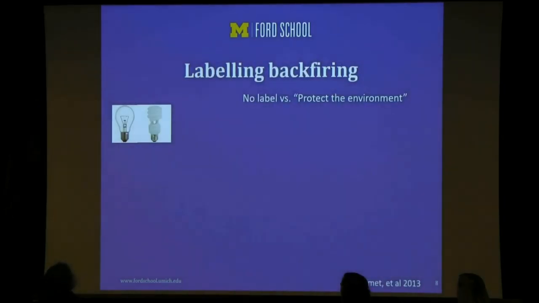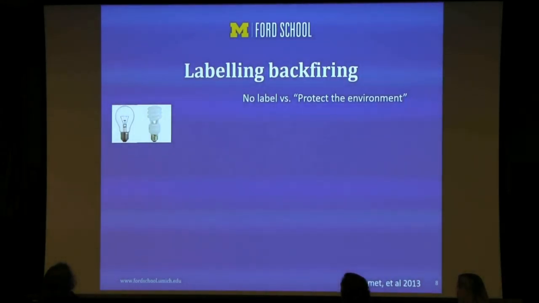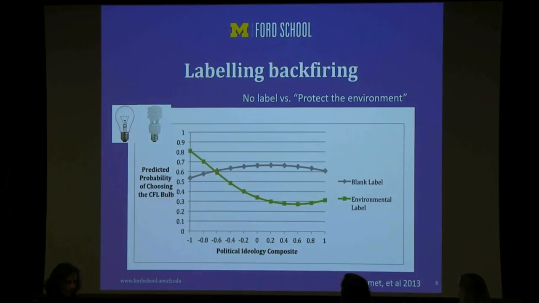And what this means is that sometimes we can have backfiring. We're going to audiences that might be mixed in terms of their political ideology or leaning more conservative, that having something that's explicitly labeled as environmental can actually backfire. So this is one study that was done by Grommet and colleagues looking at purchasing intentions and actual purchasing behavior of CFL versus incandescent bulbs. And what they found was some backfiring that happened.